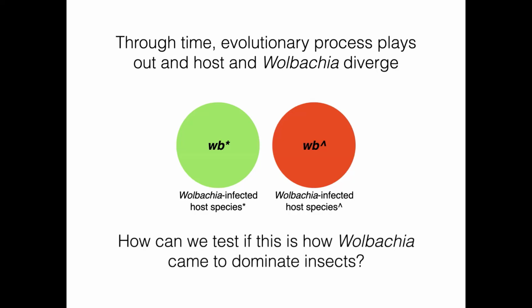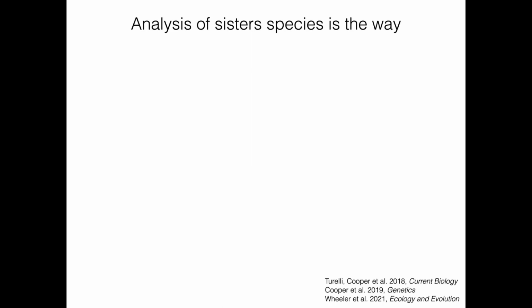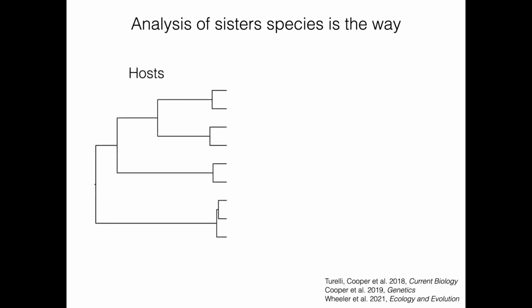So how could we test if this is the process by which Wolbachia became so common, that they got into insects and other organisms a long time ago and have been co-diverging? The way that we've been doing this is taking phylogenomic analyses of sister species. Briefly, you could sequence a bunch of your favorite hosts, making sure that you have sister species. So you could go into some clade and sequence their genomes.